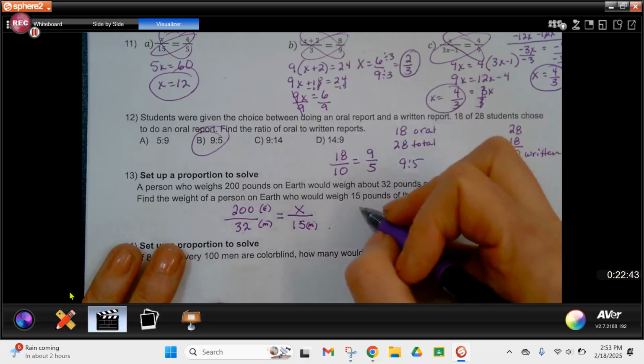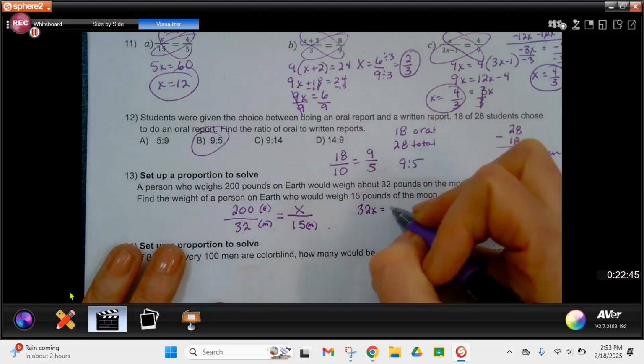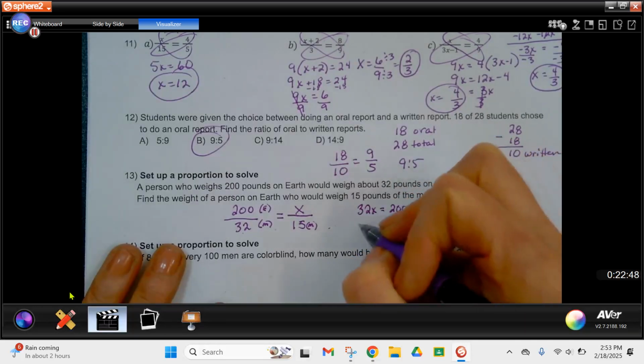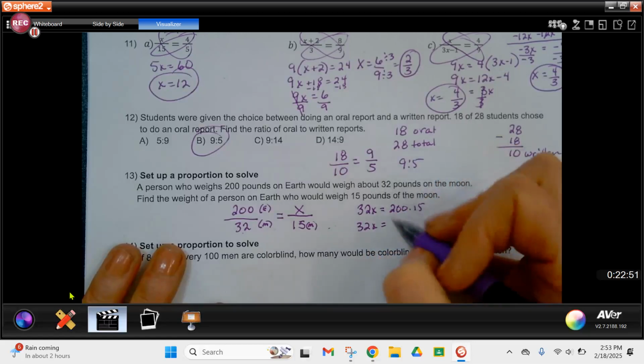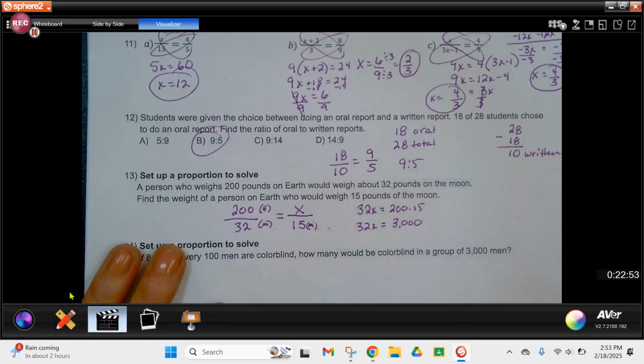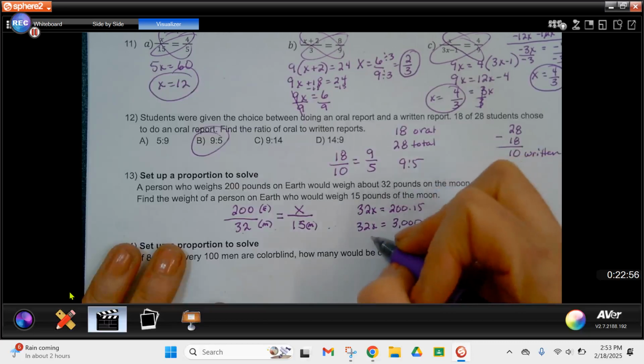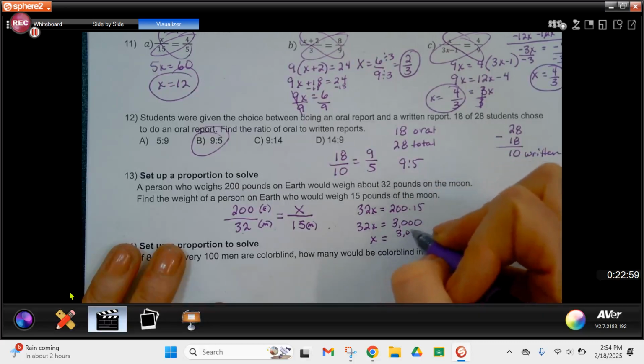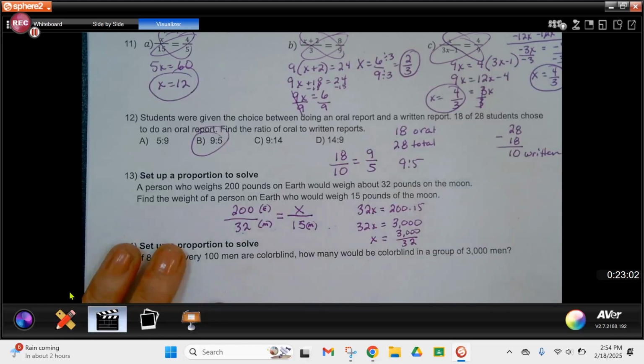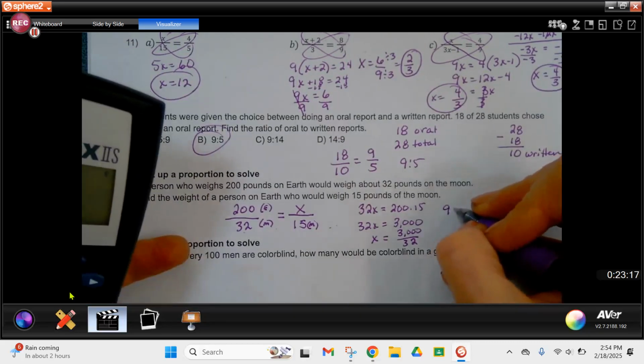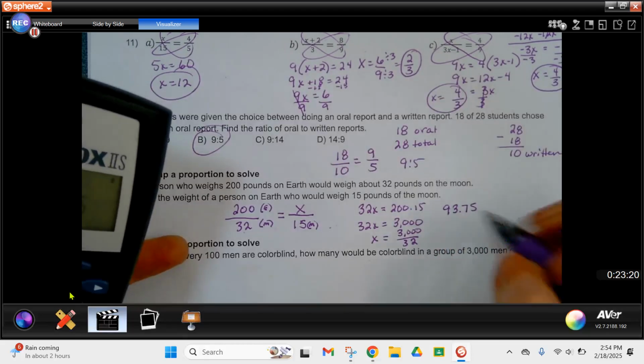Well, we're going to cross multiply and solve. So 32x equals 200 times 15. So that's 32x equals 3,000. And then to solve for x, we divide both sides by 32. So that's 3,000 divided by 32. And I'm going to use my calculator for that to see what that would be in a decimal. 3,000 divided by 32 equals 93.75. So that's the decimal answer.